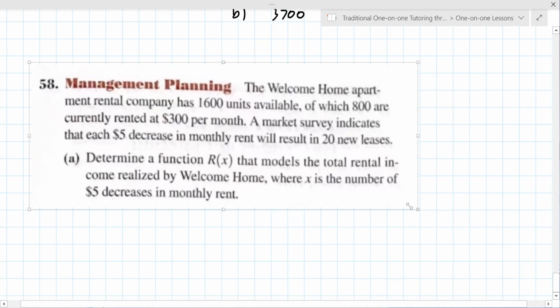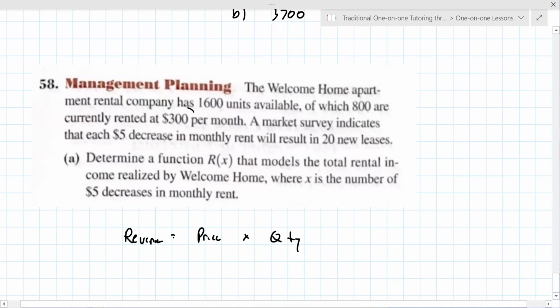Okay, the Welcome Home Apartment Rental Company has 1,600 units available, of which 800 are currently rented at $300 per month. A market survey indicates that each $5 decrease in monthly rent will result in 20 new leases. Determine the function R of X, that's revenue. Revenue is price times quantity.